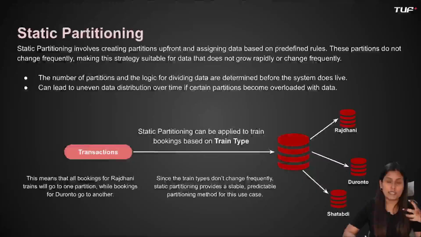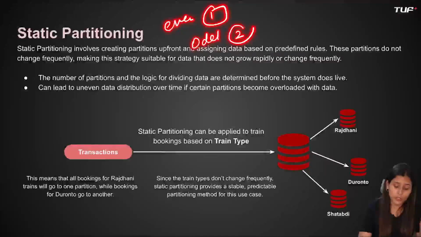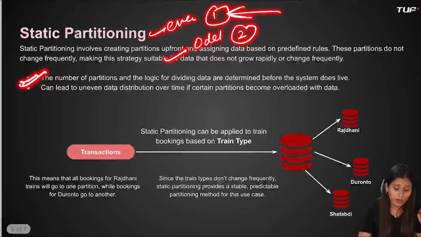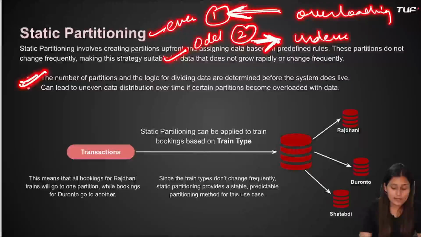Let's suppose the rule is, if the train ID or the booking ID is even, you will put it in partition number 1, and for odd you will put it in partition number 2. It might happen, as it has a fixed rule, that you have got all the even booking IDs and not the odd booking IDs. In that case, the server with the rule to save all the rows having an even booking ID will get overloaded, right? And as you have very few requests for odd booking IDs, that partition will be underutilized.